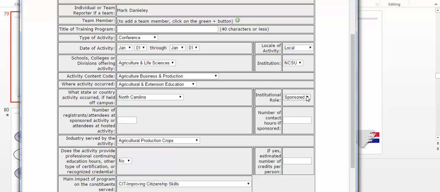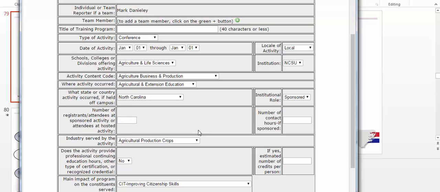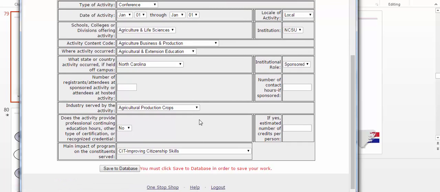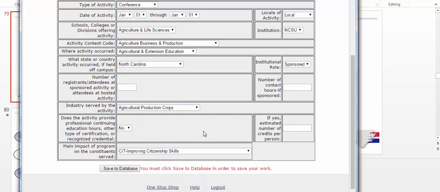Whether it was sponsored or hosted. State or country, activity occurred. Number of registrants, number of contact hours, industry served. There's various industries here. Some of this is where it'll be eliminated in 2017. Did it have any professional continuing education hours? And the main impact of the program. And make sure you save it to the database.